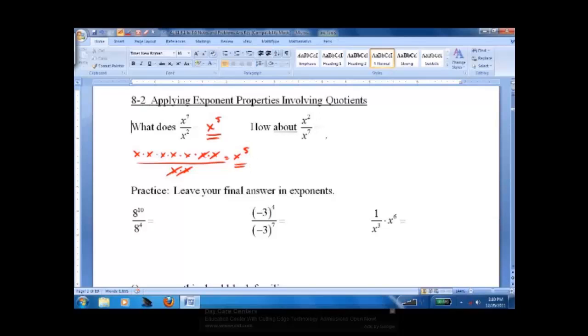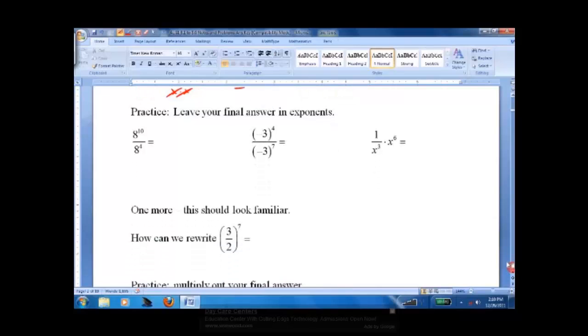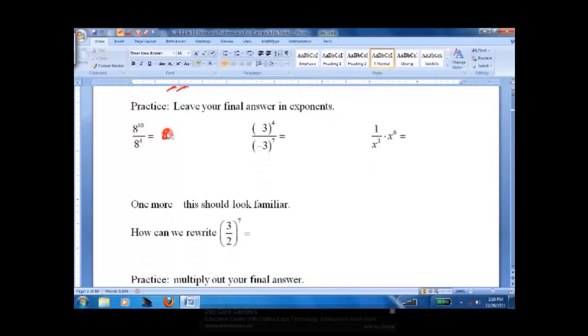This one, 2 minus 7 is x to the -5th. Again, we'll show you how to do negative exponents properly later. So, that's it. Practice. 10 minus 4 is 6. 8 to the 6th. 4 minus 7 is negative 3. Negative 3 to the negative third.